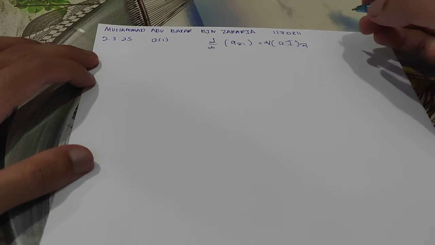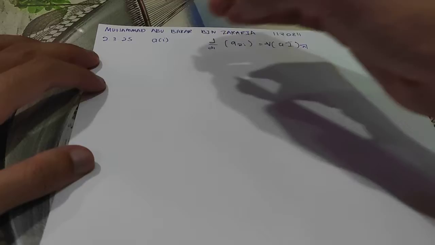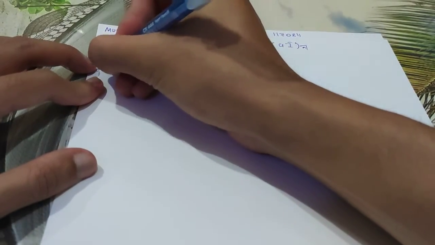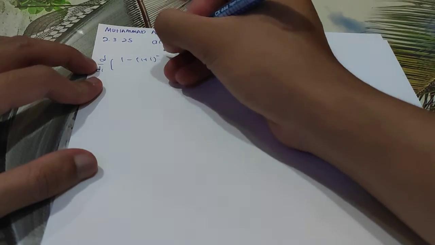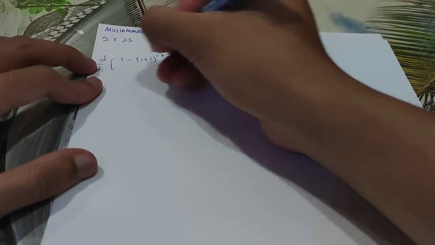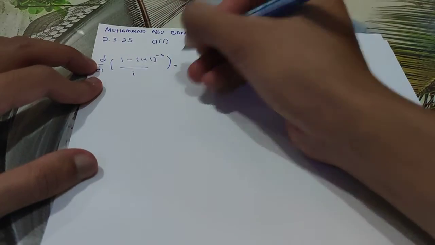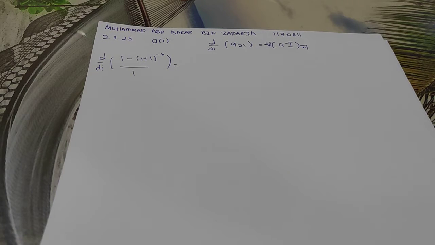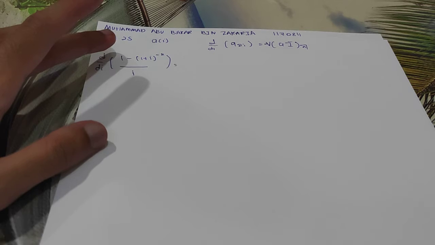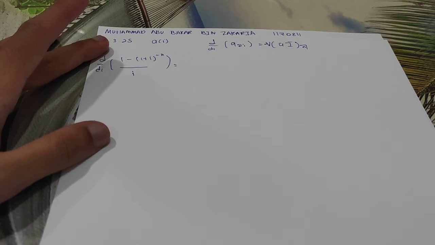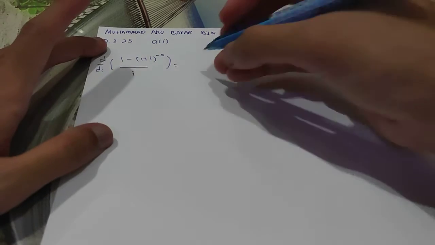Firstly, to solve this question, we need to transform the annuity-immediate to 1 minus (1 plus i) to the power of negative n, divided by i. Then, after we transform this, we need to differentiate this equation. To differentiate this equation, we need to apply the quotient rule.